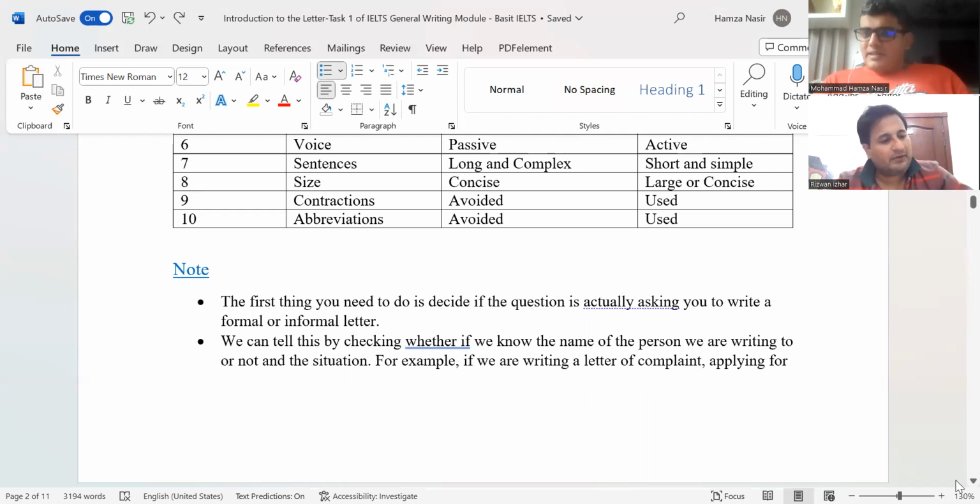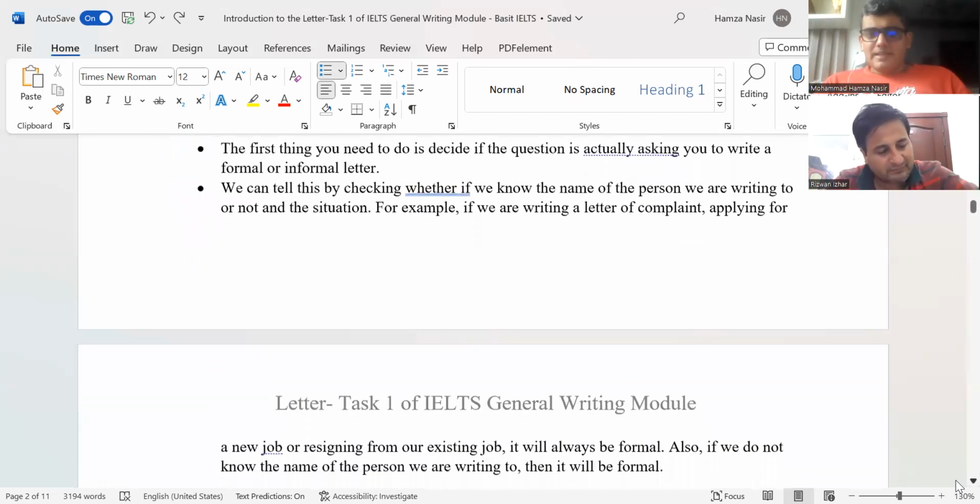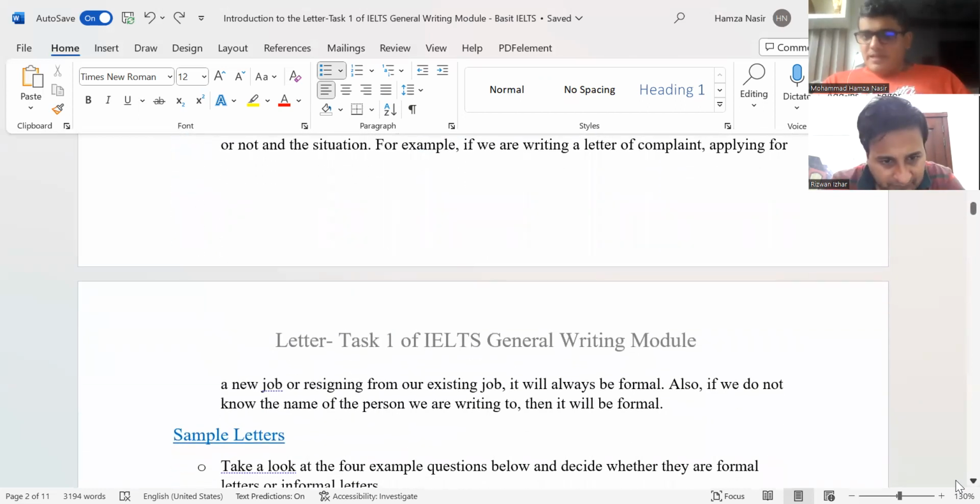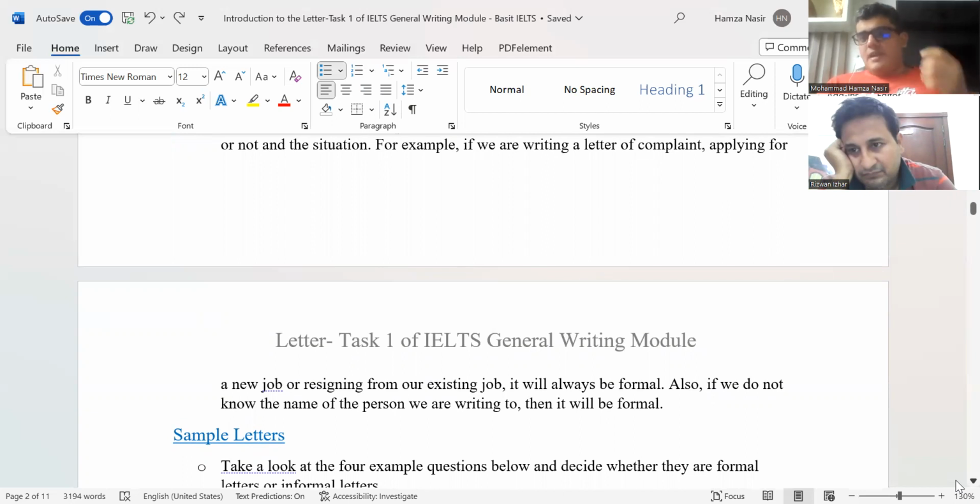ठीक है. So for example, it's very logical. For example, if we are writing a letter of complaint, applying for a new job, अगर आप नई जॉब के लिए अप्लाई कर रहे हैं, और resigning from our existing job, it will always be formal. ठीक है. Also, if we do not know the name of the person, वो ऊपर जितने भी आपको पैरामीटर्स दिए, उसके अलावा अगर आप उन साहब का नाम ही नहीं जानते जिनको आपने खत लिखना है, then your letter will always be a formal letter.